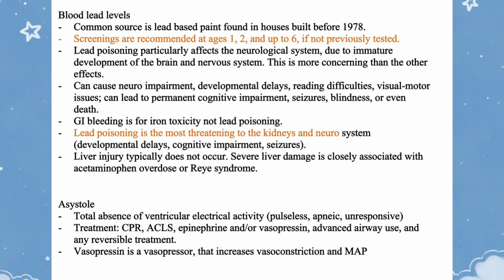Asystole: total absence of ventricular electrical activity, pulseless, apneic, unresponsive. Treatment: CPR, ACLS, epinephrine and/or vasopressin, advanced airway use, and any reversible cause treatment. Vasopressin is a vasopressor that increases vasoconstriction and MAP.